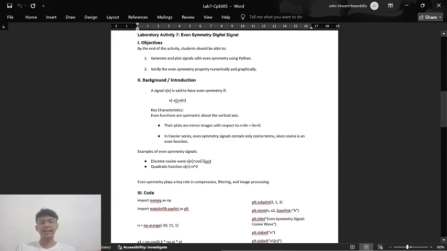In Fourier series, even symmetry signals only contain cosine terms. Since cosine is an even function, even symmetry is commonly used in compression, filtering, and image processing because of its predictable and balanced shape.